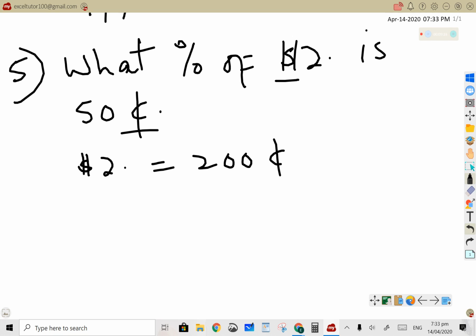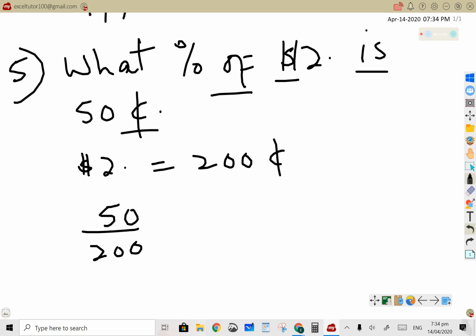And we have to establish what is "is" and what is "of". This question is stated differently, so you have to be very careful not to assume that the $2 is "is" and the 50 cents is "of". They say what percent of $2, so the $2 would go below as the denominator, and the 50 cents, which is "is", would go as the numerator.